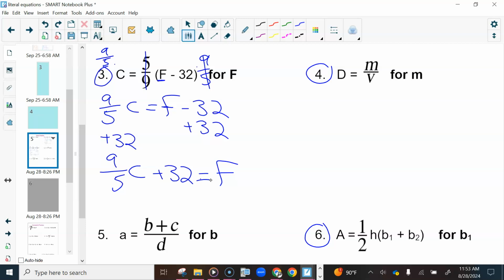I don't recall who created literal equations, but I could look that up for you if you're curious. Okay.